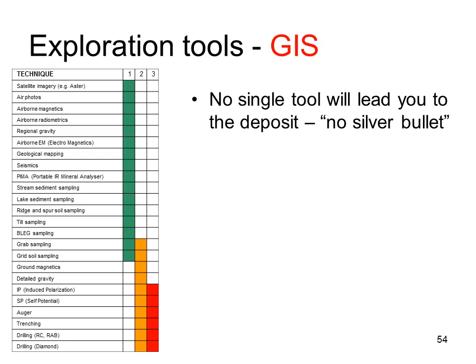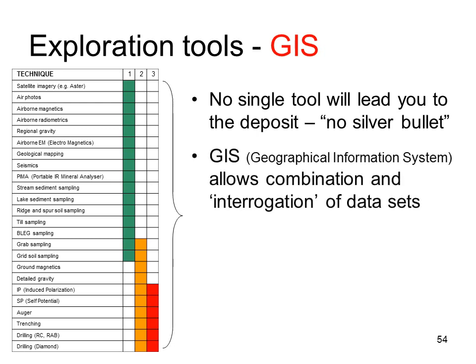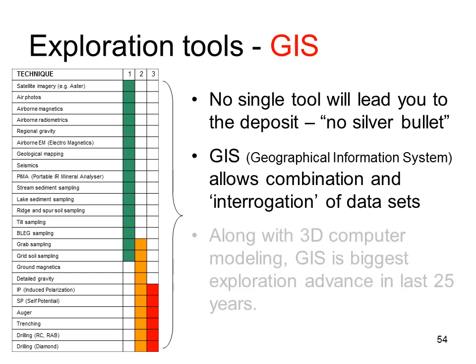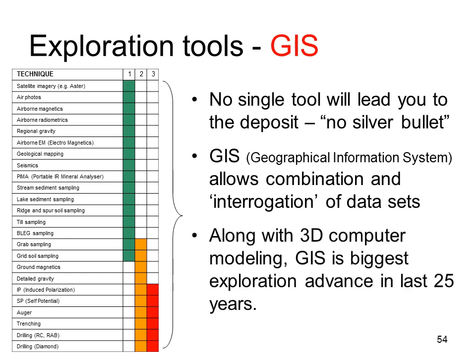Because of the variety of data sets that need to be compared and combined, GIS technology, or geographical information systems, which allow for the combination and the interrogation of varied data sets, is essential. GIS is the glue that holds the parts of an exploration program together. To my mind, along with the development of 3D computer modeling, GIS can be considered to be one of the biggest single advances in the exploration industry in the last 25 years.